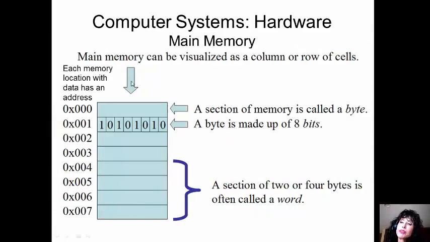So here's a little visualization picture of RAM. You've got a column or row of cells here, and a section of memory is called a byte, where the byte's made up of 8 bits. And over here on the left are the addresses. Each location, you'll notice, has its own unique address. A section of 2 or 4 bytes taken together is often called a word.